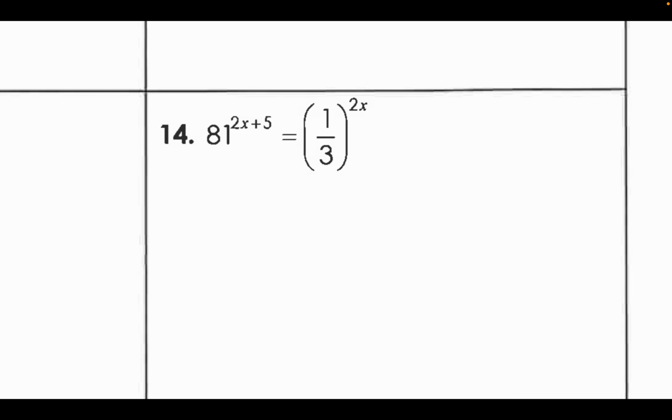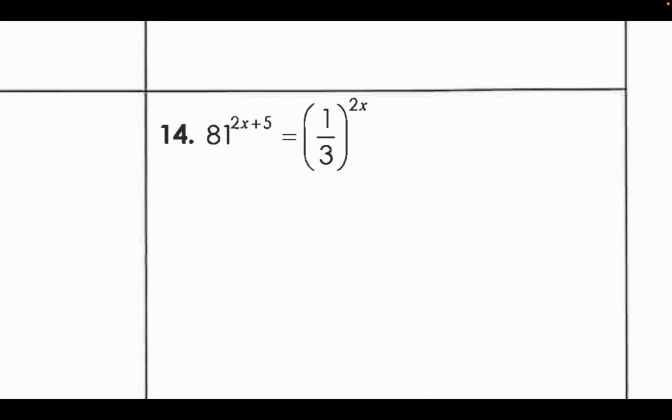On 14, I would personally change both the 81 and the 1/3. You could, if you prefer, just change 81 to 1/3. That would also work. Either one's a perfectly fine option. I'll showcase both here, and how they end up giving us the same resulting answers at the very end.